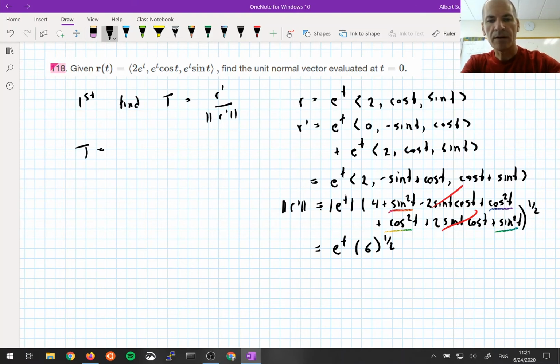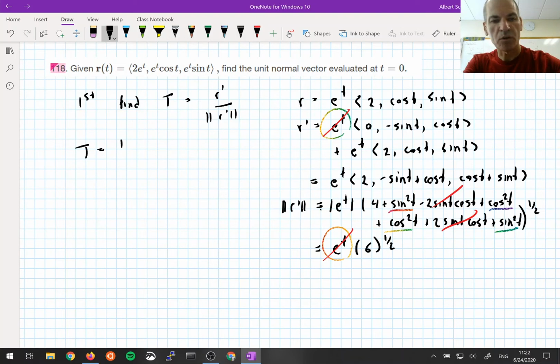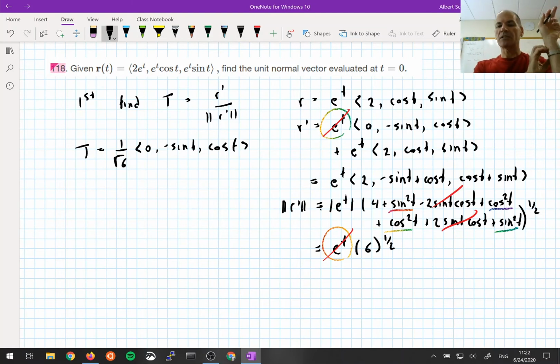T is now r prime divided by the magnitude of r prime, which we've just computed. And notice the magnitude of r prime has this e to the t component, and r prime itself has this factor. So when we divide r prime by the magnitude of r prime, those are going to cancel. And T turns out to be a relatively nice expression. It's 1 over root 6, I'll keep that outside, 0 minus sine t cosine t. So there's a calculation that I would expect you to be able to do.